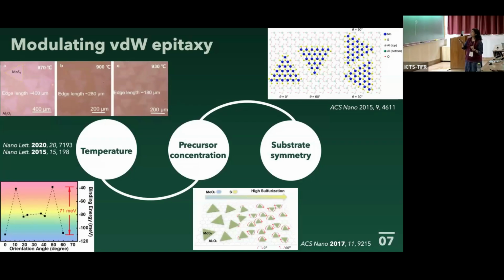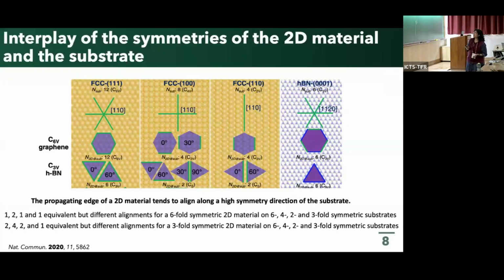So this comes from the fact that there is a strong correlation with the substrate symmetry. Depending upon the symmetry of the substrate, you can have growth in certain directions along certain lattice directions, and that also defines the morphology of the crystals that are growing. Let me explain this a little more, because this is one of the important aspects.